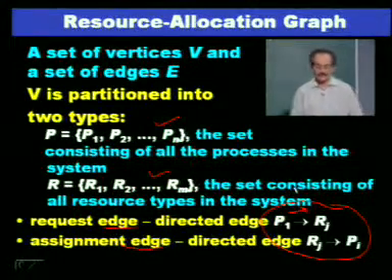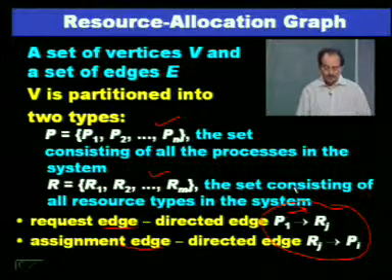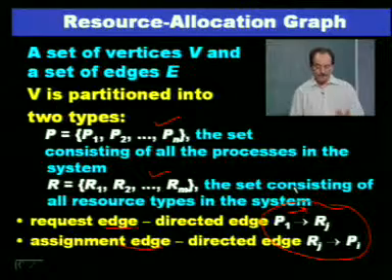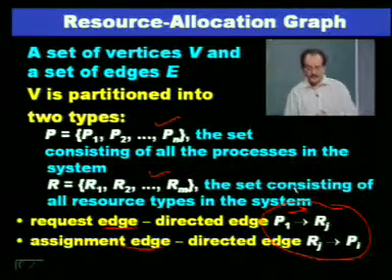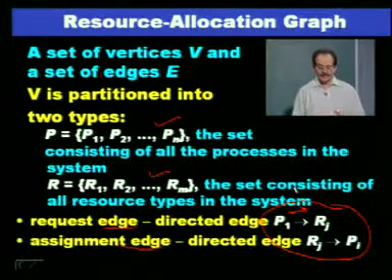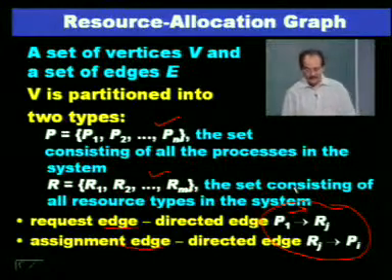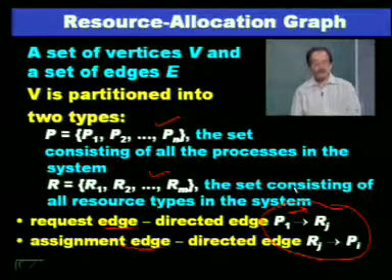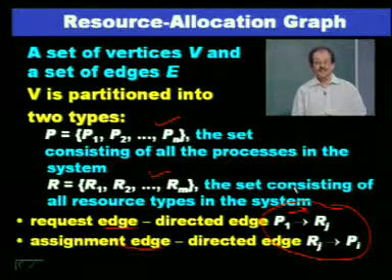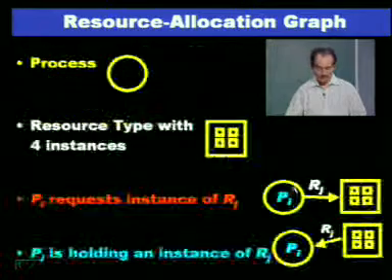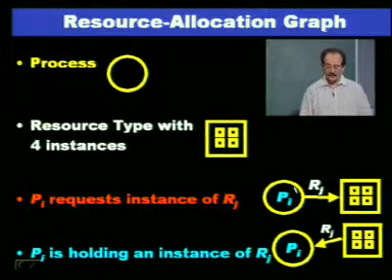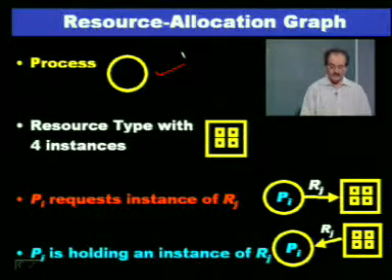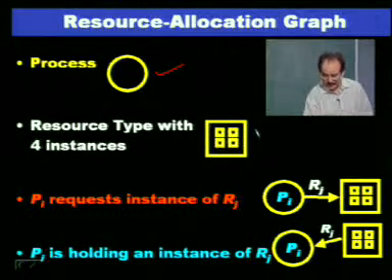As I said, it is nothing but a set of vertices and edges. My vertices are of the type P and R. P is processes, R is the type of resources, and my edges are either an allocation of the resource or a request for a resource. So, this is how I draw it. I represent a process as a circle, and a resource type I represent like this.